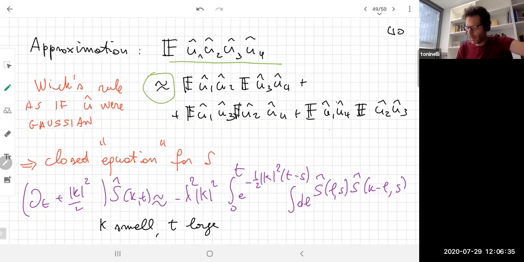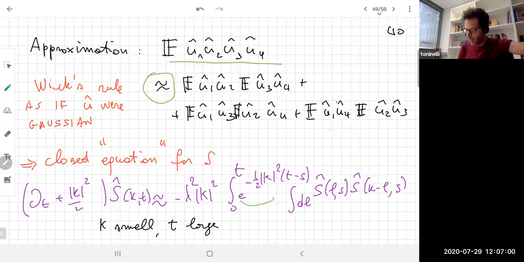And if you do that, clearly now you get a closed equation for S, because the right-hand side now just involves 2-point correlations. And what you get in the end is the following. On the left-hand side, you have dt plus k squared over 2 of S hat. And on the right-hand side, you get lambda squared k squared times this integral from 0 to t, which was there before, and it remains, this explicit factor.